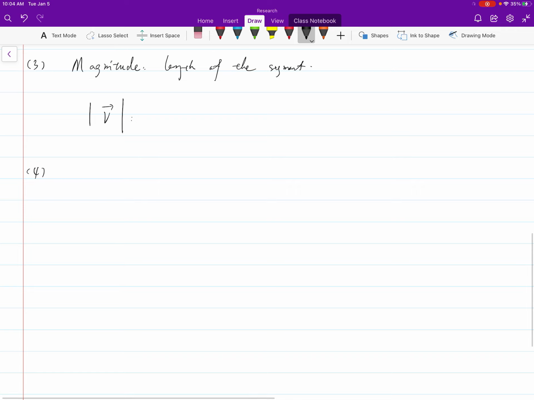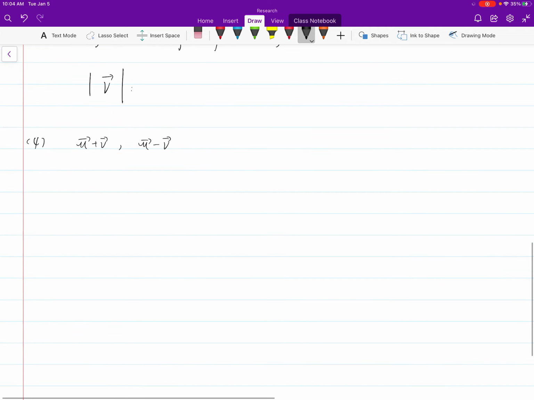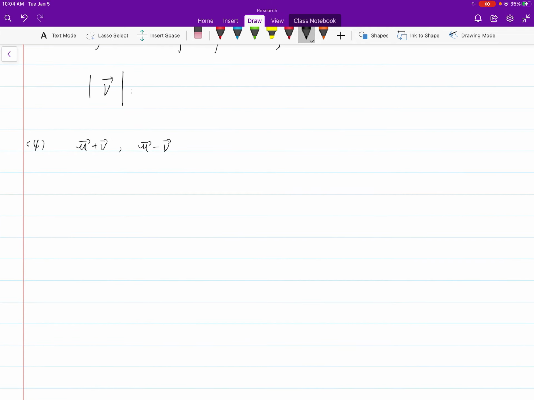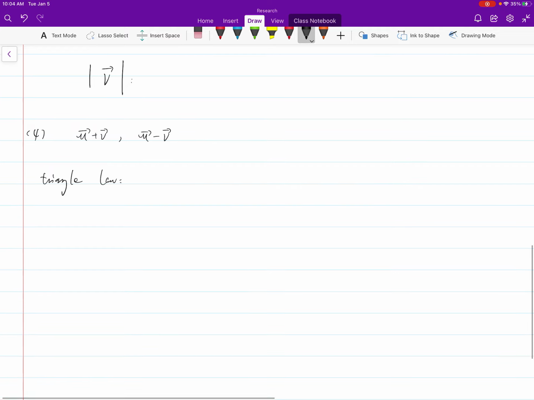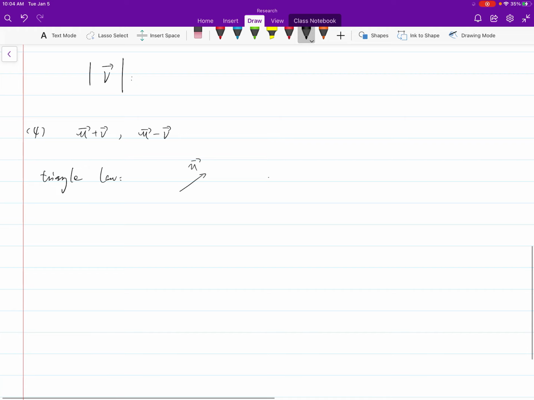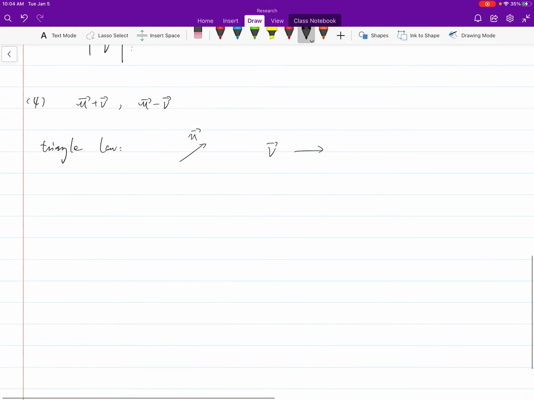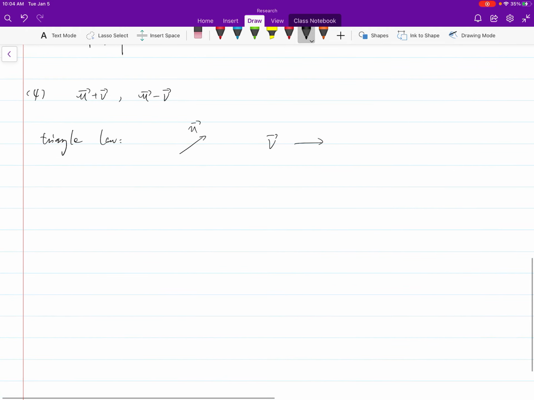And number 4 is probably the most important. That is, how do you add two vectors together, and how do you subtract two vectors? The rule we follow is going to be the triangle law. Some people call it the parallelogram law. We'll introduce both. Triangle law. The idea is quite simple. Let's say we have a u given by this, and a v given by this. Now what you can do is u plus v.